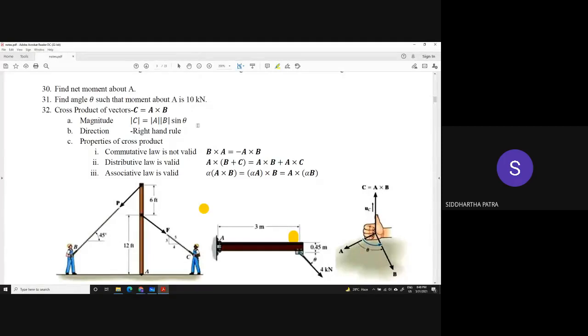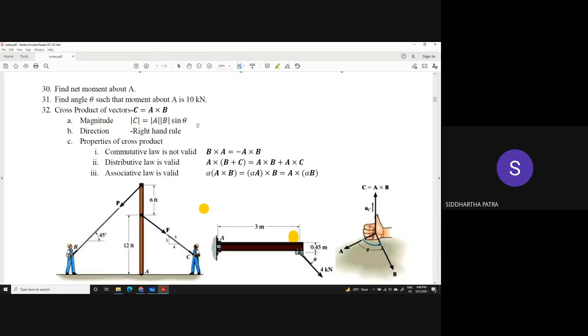Just like we did in the dot product. So the magnitude of C is magnitude of A, magnitude of B times sine theta, and the direction is obtained by the right hand rule. So basically C is normal to, much like the direction of moment, perpendicular to the plane containing the two vectors A and B. And this is how the direction should be. It follows the right hand rule.